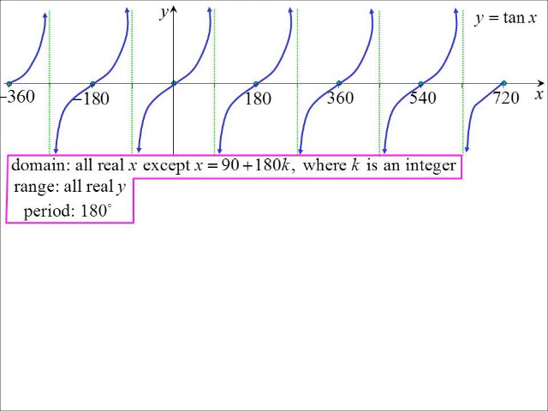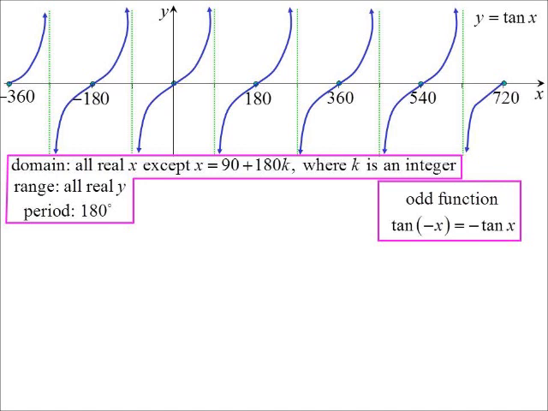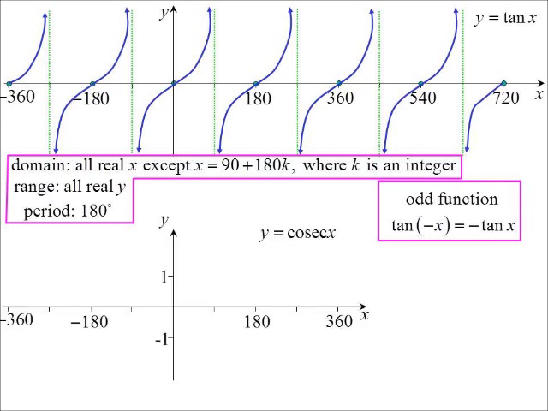The range is a lot easier. There's no breaks vertically. So all real y. The period is only 180 degrees for the tan curve. And, we mentioned this before, it's got the rotational symmetry. So we know it is an odd function, which means the tan of negative x is equal to the negative tan of x.